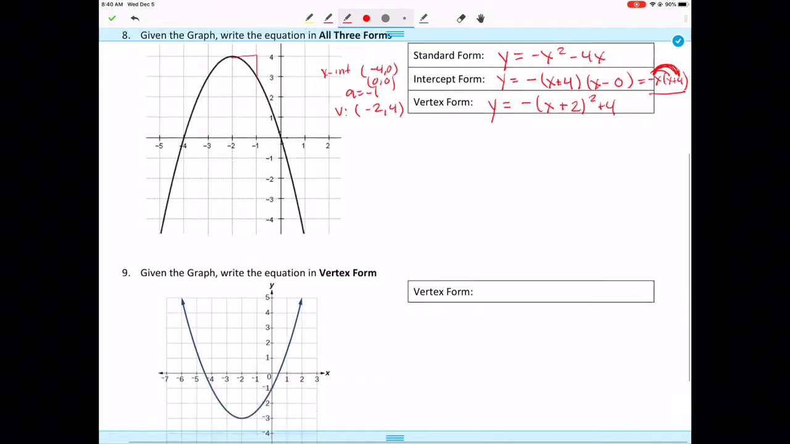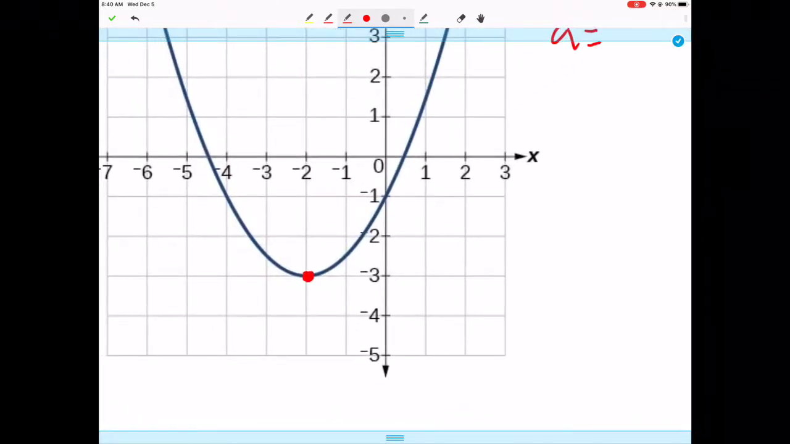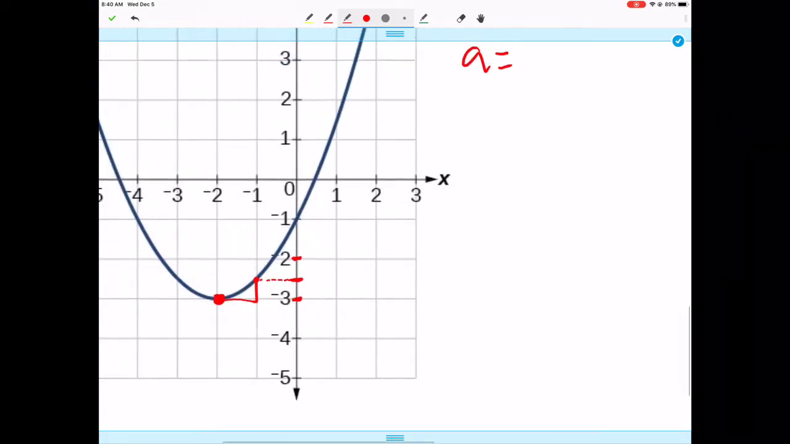Okay, and then lastly, vertex form. We know what our vertex is. That is right here, negative 2, negative 3. Okay, and A. So this one's a little tricky. Let's just zoom in for a second. You'll always go over 1, and then you'll go up until you hit the graph. All right, so this is 3, this is 4, and this is in the middle. So that's like 2.5. So you go over 1 and you go up 1/2.